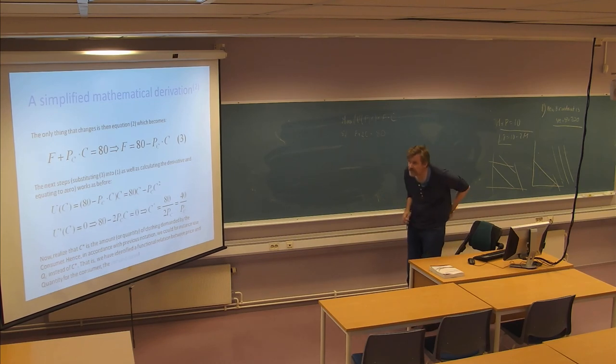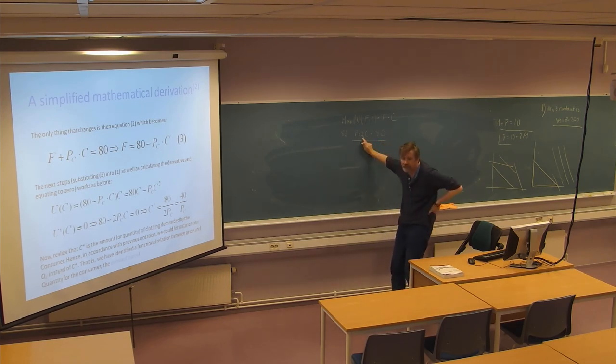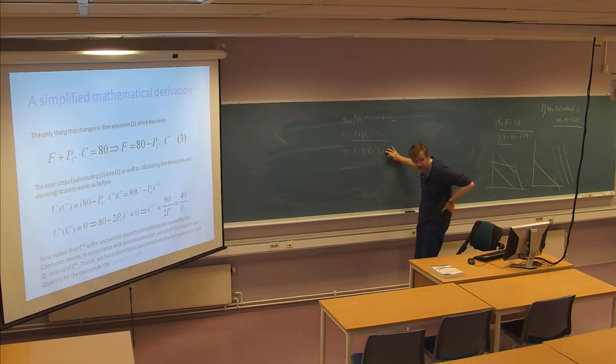The only thing that changes is then equation 2. Instead of having this one, we have to enter the price, which we are interested in, as a variable or as a parameter here. So this one changes into f plus pc times c equals 80, where pc is the price of clothing, which is what we're looking for the demand curve for. This one is not changing, this one is changing. The clue here is to substitute a given price with a variable price. Then we can continue exactly as before. No magic here, okay? We do the same as previously.